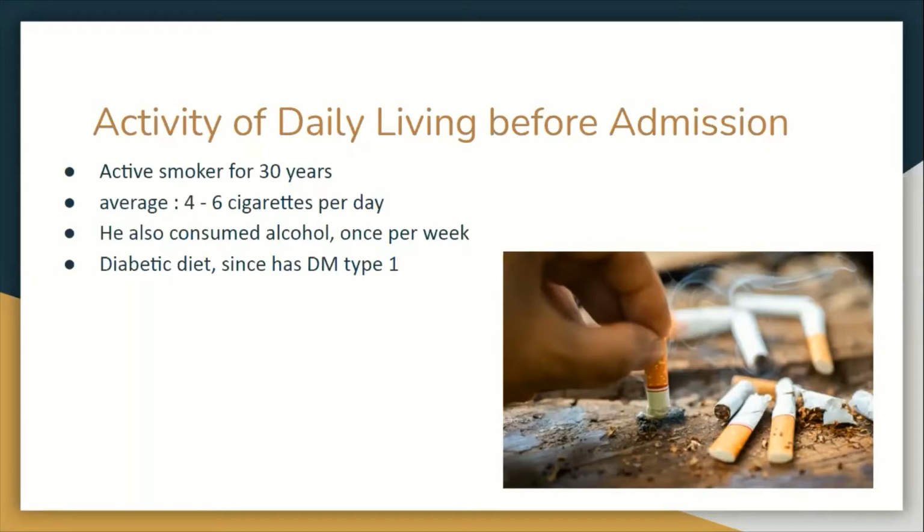And he also consumes alcohol, but seldom, which is once per week. He is also on a restricted diet, which is a diabetic diet, for a long time, because he has diabetes mellitus type 1, which means the body cannot produce its own insulin, so there is not enough insulin.